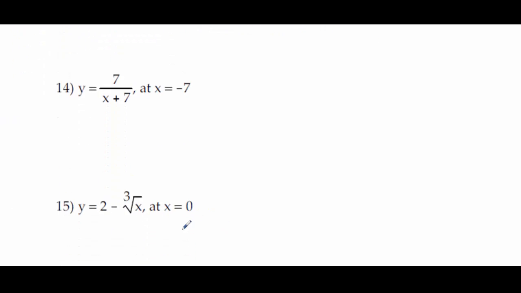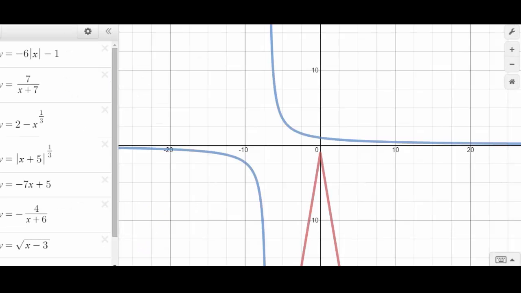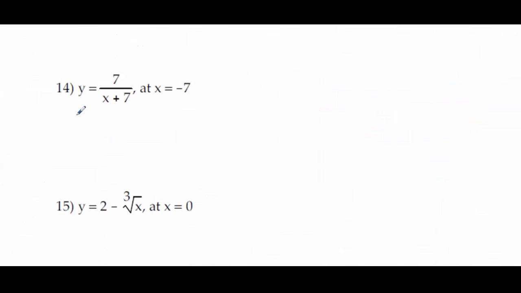Our next one, 7 over x plus 7, is this blue graph. And it actually asks us specifically at x equals negative 7, what's happening? Well, that's an asymptote, which is a discontinuity. And so that's what we would put.